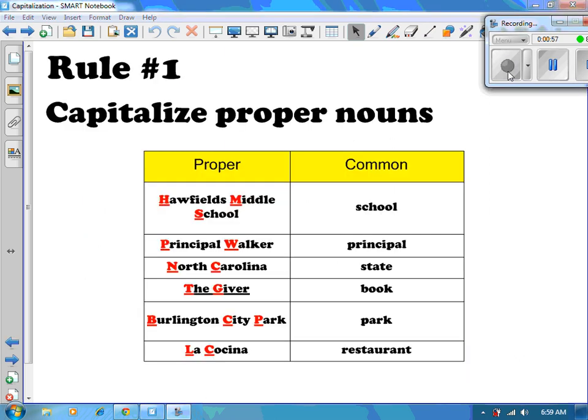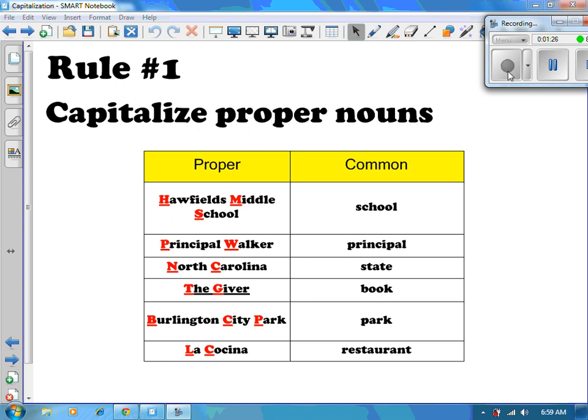There are several rules when capitalizing words in your sentence. The first rule is to always capitalize proper nouns. Proper nouns, as you can see from the table, are those nouns that are specific, so a school or a person. Looking at a noun being a person, place, or thing, we're looking at a specific noun.